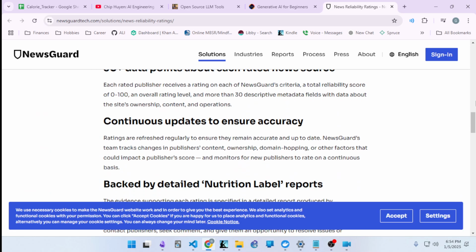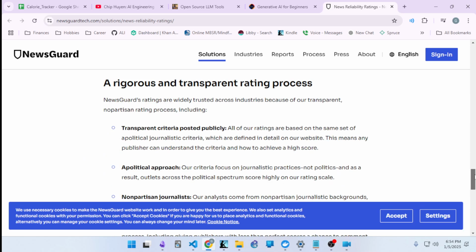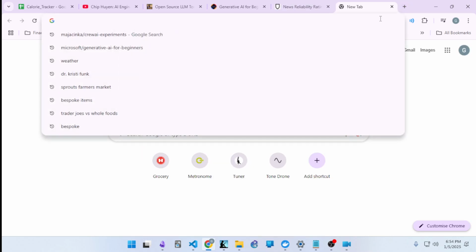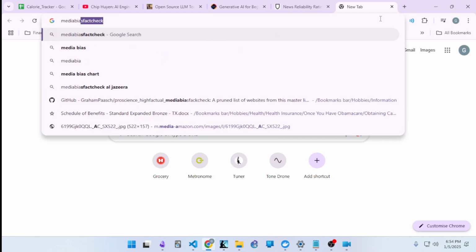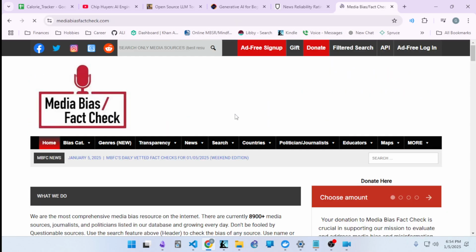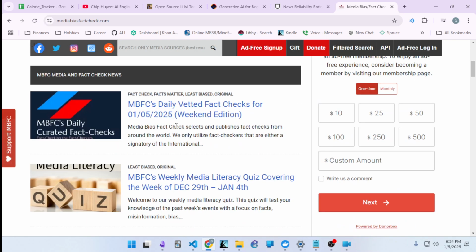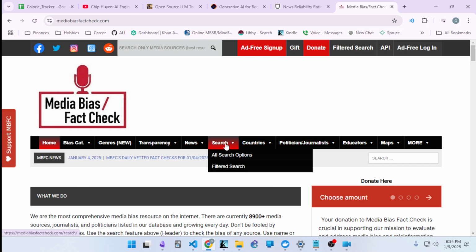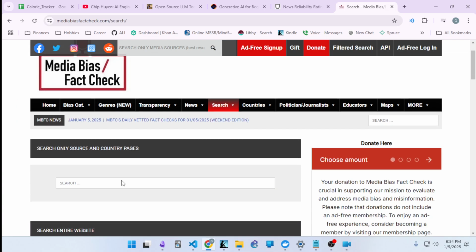All right, so here's kind of a ranking thing. I like Media Bias Fact Check. There's also Ground News. Media Bias Fact Check is free. You just go on and look at it and you can pretty easily search.